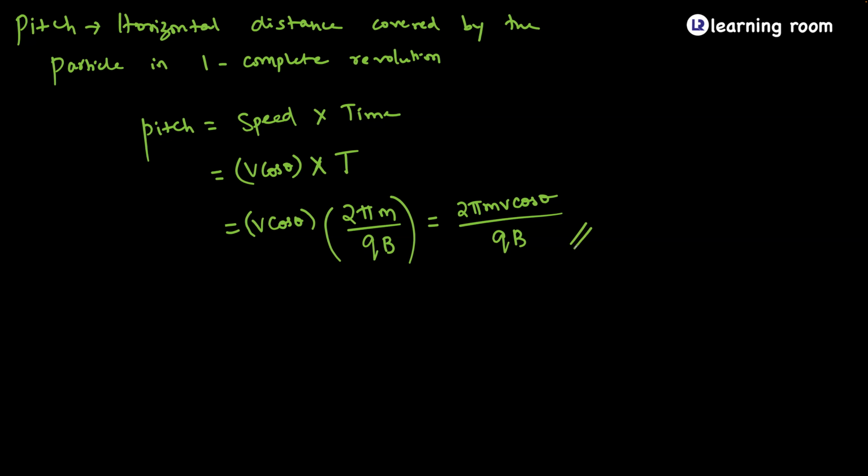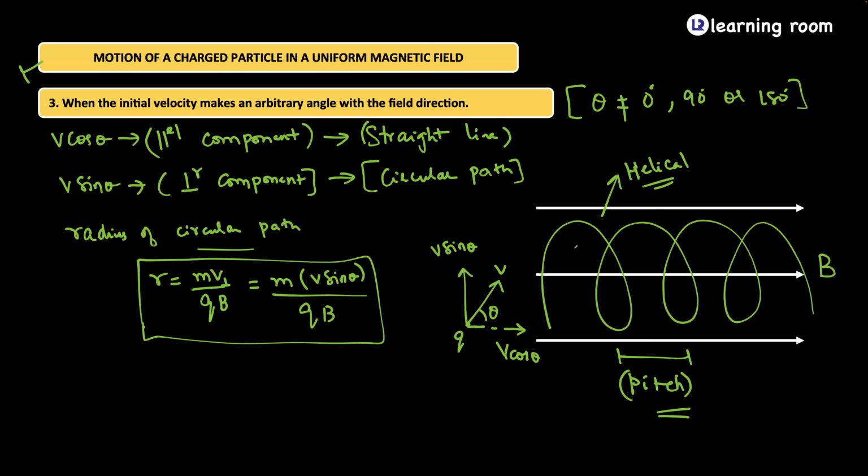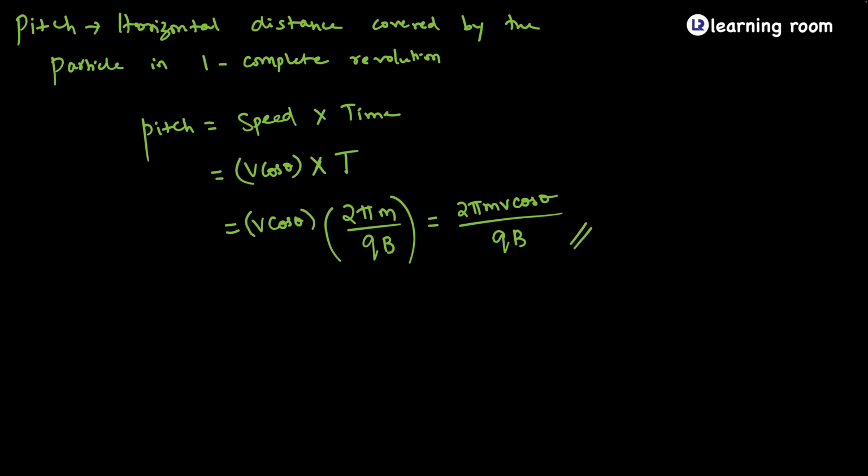Is the point clear? So these two expressions are to be remembered. Radius of the circular path is mv sin theta divided by QB. And what is going to be the pitch? It is 2 pi mv cos theta divided by QB.